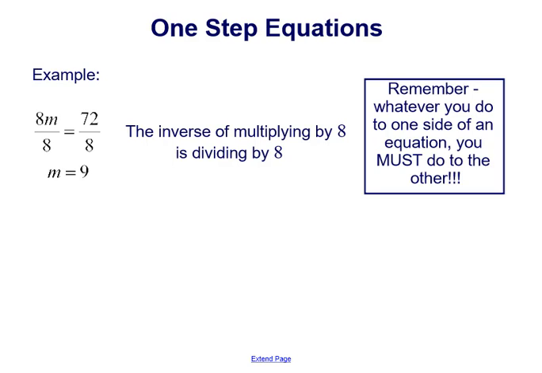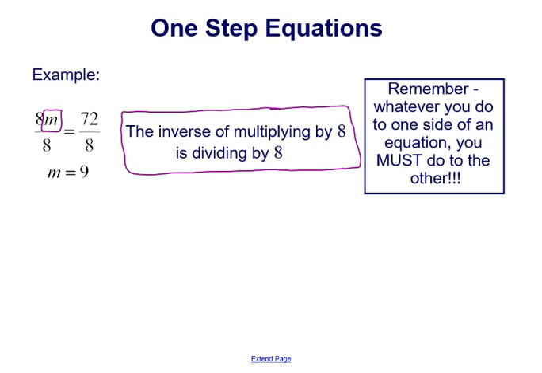In this example, we have 8m equals 72. So we want to get that variable m completely isolated on the left side of the equation. Well, we have to use our inverse operations to do that. Currently, m, that variable, is being multiplied by 8. So the inverse of multiplying by 8 is dividing by 8. So we're dividing by 8 on that left side because that gets the variable m completely isolated, and by itself it undoes that multiplying by 8.